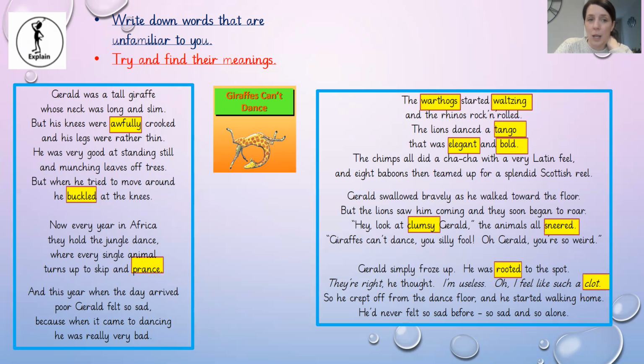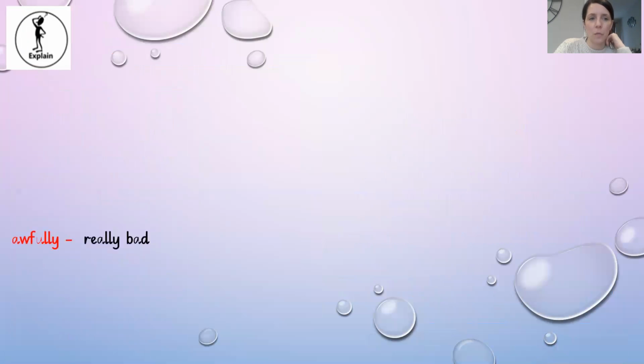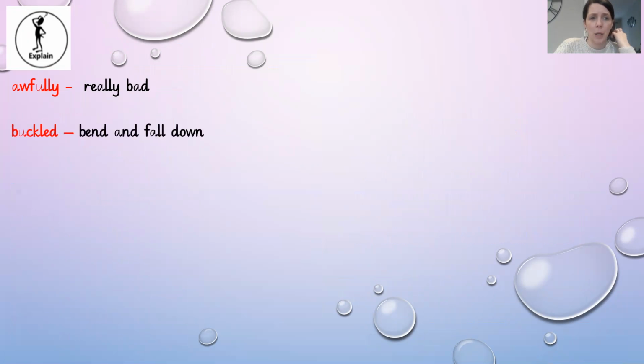Okay, so let's have a look and see what these words mean. If they're the same as yours, great. If they're different, that doesn't matter, as long as you found out what your words mean that you didn't know, okay? So first one I had was awfully. Awfully means really bad. Buckled means you're bending over and falling down. So Gerald buckled at the knees, that means he fell down.